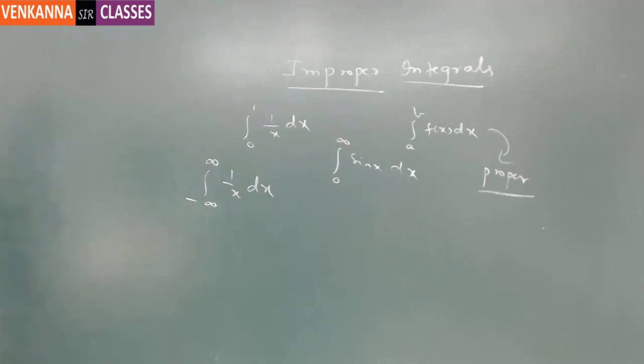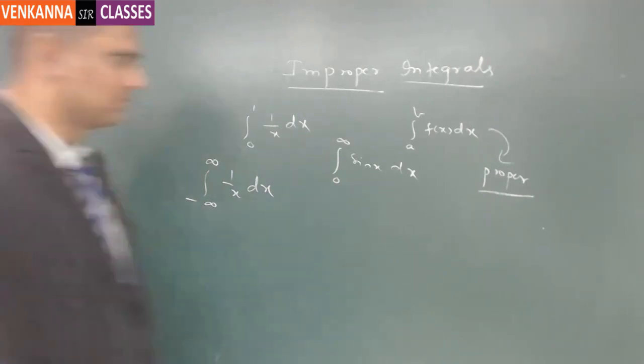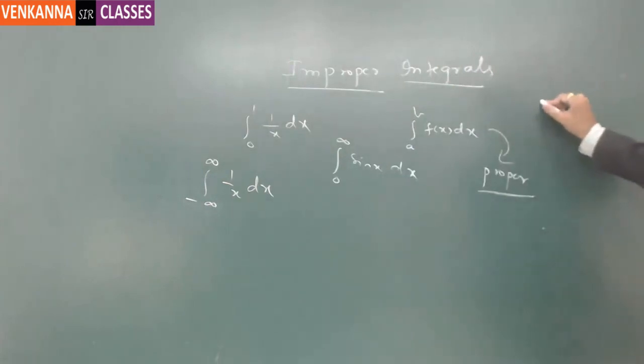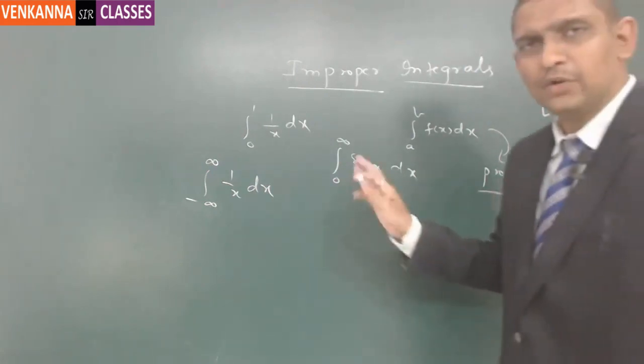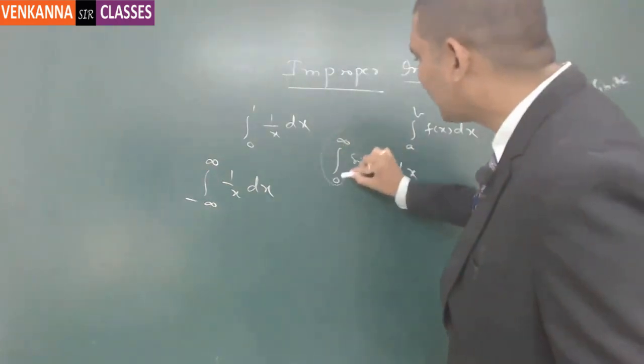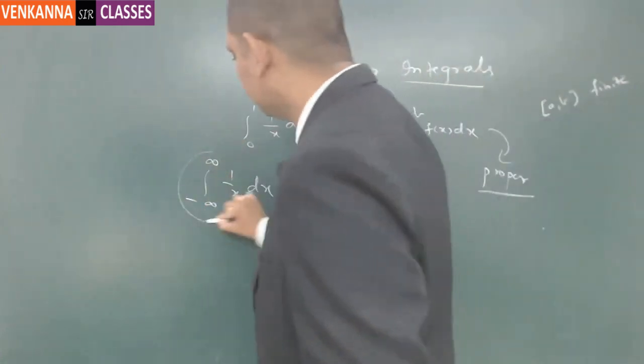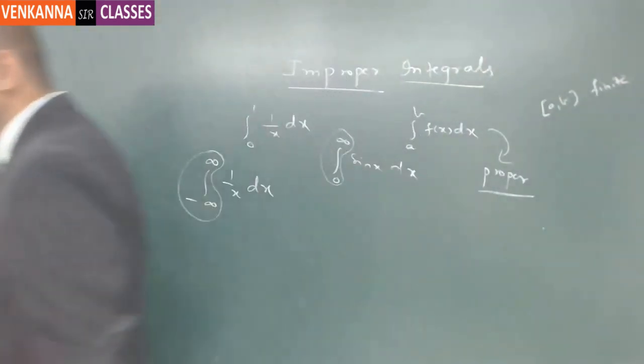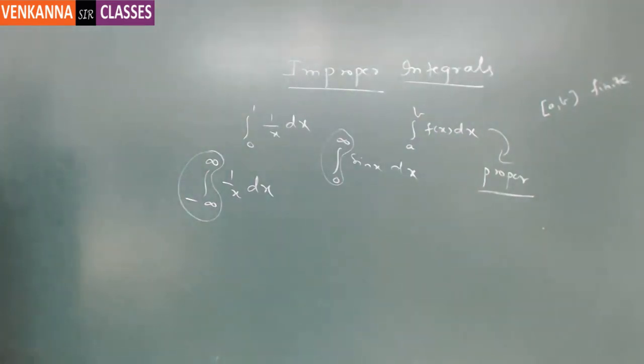Now let me give the definition. We say that an integral is proper if it satisfies two properties. The first one is that the interval you are taking must be finite. Generally, while doing integrations, we never consider an infinite interval, right? So the first thing is we always take a finite interval.